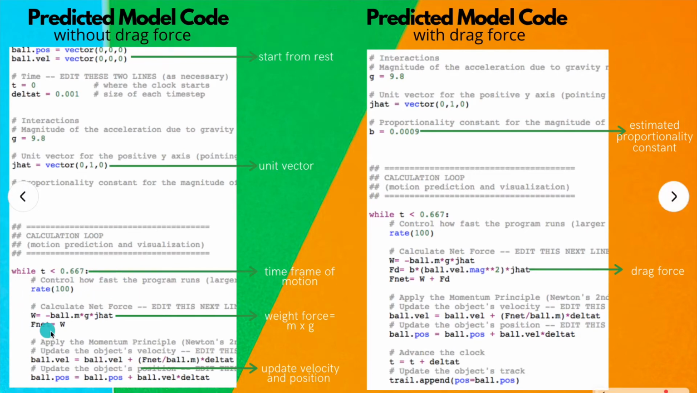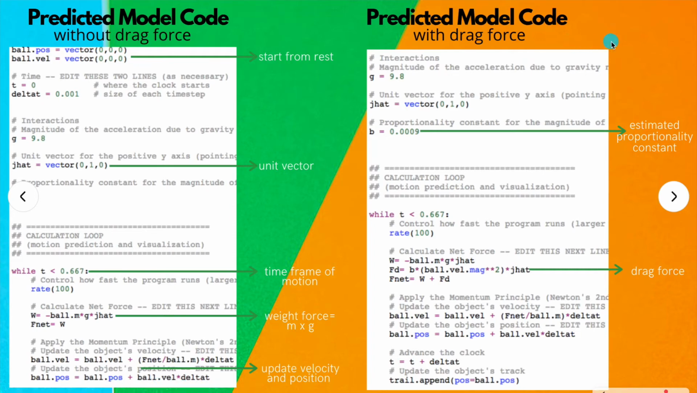Now, since this model only accounts for weight force, our net force is only the weight force, which is the ball's mass times the gravitational constant times our unit vector. Now we apply the momentum principle and derive our updated velocity and our updated position formulas. One being that our final velocity is equal to our initial velocity plus the net force acting on the ball divided by the mass of the ball times delta t, and our updated position being final position is equal to initial position plus the velocity of the ball times delta t.